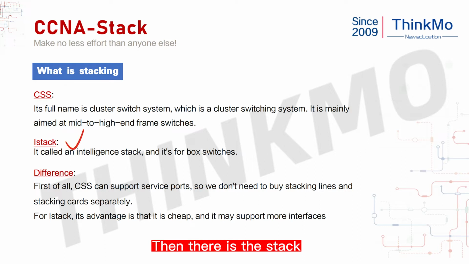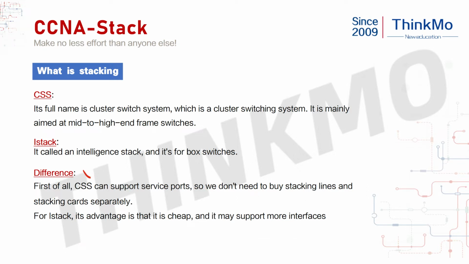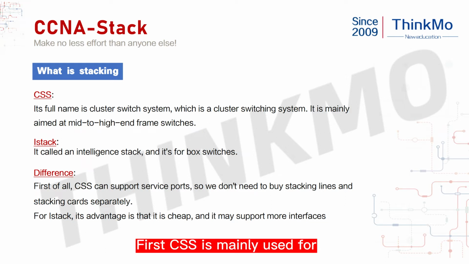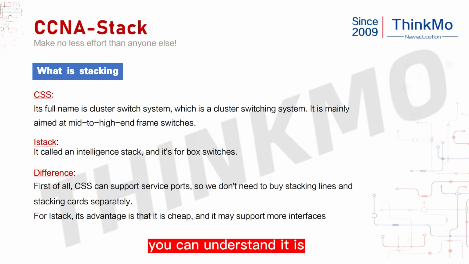Then there is iStack, called Intelligence Stack. It targets box switches. So what's the difference between the two? First, CSS is mainly used for mid-range and high-end modular switches. It supports stacking lines, and stacking cards can also support business. For box switch stacking, commonly a stacking line plus a stacking card is used. You can understand it as a dedicated stacking line.